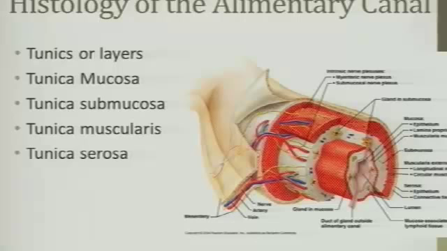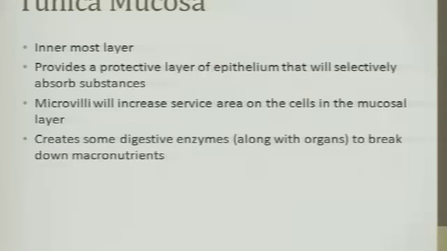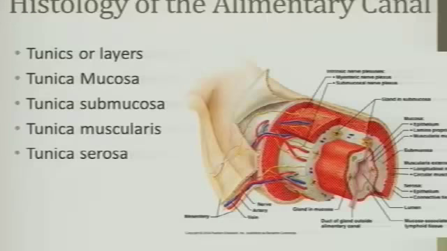Tunica muscularis. Tunica means a layer, or tunic, okay, a layer. Tunica muscularis is going to be the layer that has the muscle in it. Now with the GI tract, the outermost layer is going to be the tunica serosa, and the tunica serosa is going to create that serous membrane because it's synonymous with that serous membrane.